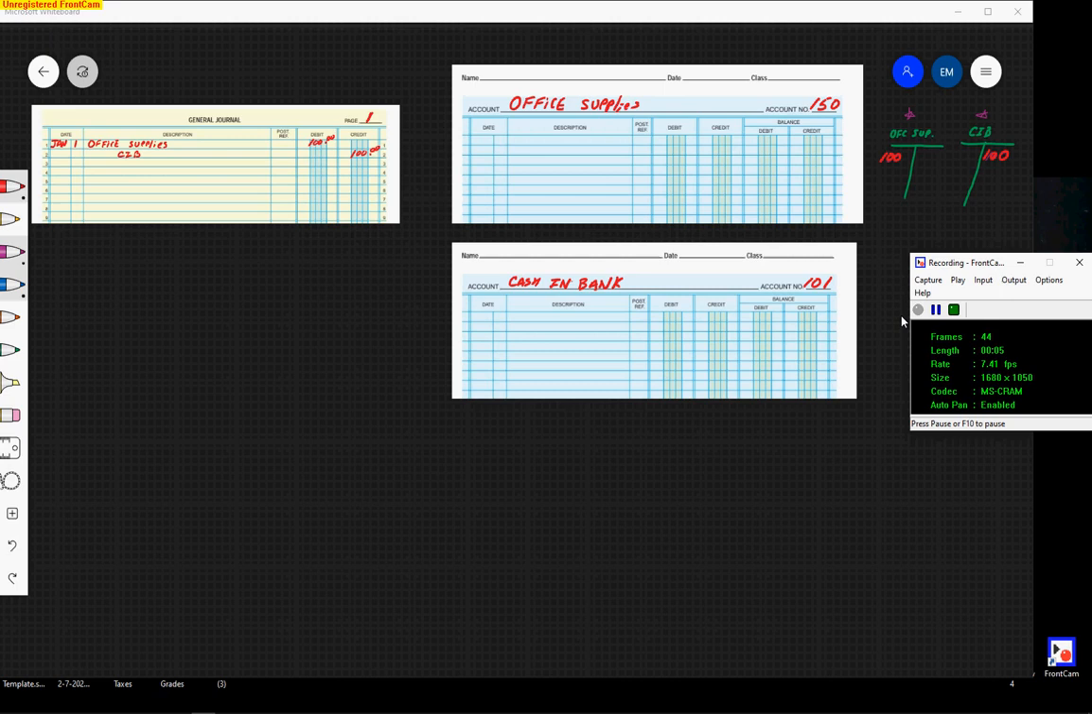I've already written the transaction out for office supplies paid from the cash and bank for $100. We have the general journal on the left-hand side with its general journal page number, and the transaction has already been journalized. And now we need to transfer that information into the individual general ledger accounts. We have an account opened up for the office supplies. We have another one on the bottom there for cash and bank.